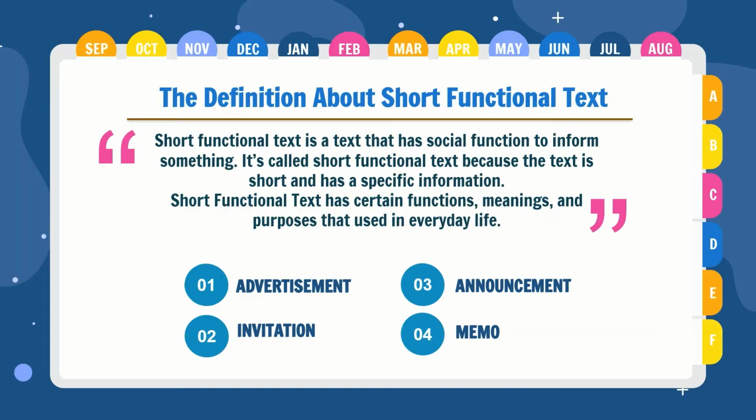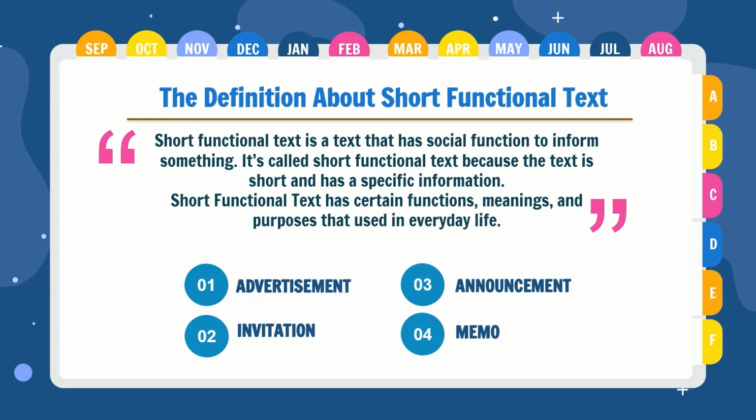First thing that I will explain is about the definition of short functional text. Short functional text is a text that has social function to inform something. It's called short functional text because the text is short and has a specific information. Short functional text has certain functions, meanings, and purposes used in everyday life.